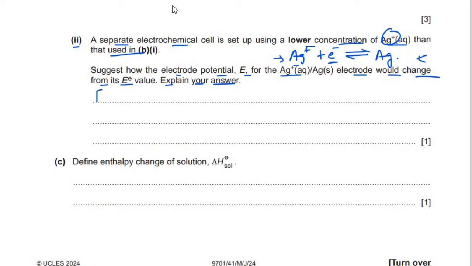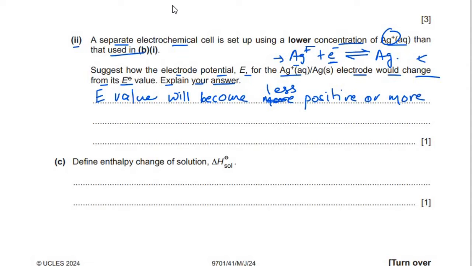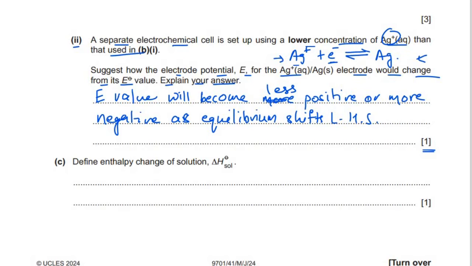So we'll write that the E value will become more positive, sorry, it becomes less positive or more negative as the equilibrium shifts left hand side. That's how we are going to explain, because it just carries 1 mark.